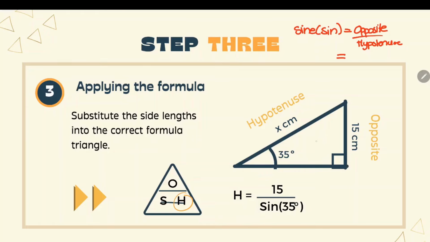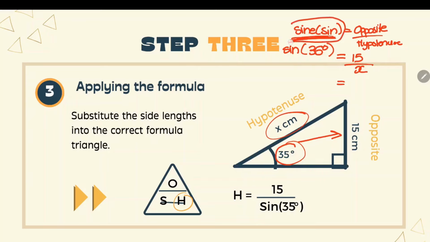And what's the opposite? Remember, the opposite side is the one that's opposite the angle that is given to us, other than the 90 degrees. So 35 degrees is our angle, and the opposite of that is 15 centimeters. And we write 15 over what our hypotenuse is, which is x. So it would be 15 over x. But don't forget to do this step here. So it would be sine 35, which is your angle. So remember, when you are doing this one, you have to put sine and the degree that you're given.